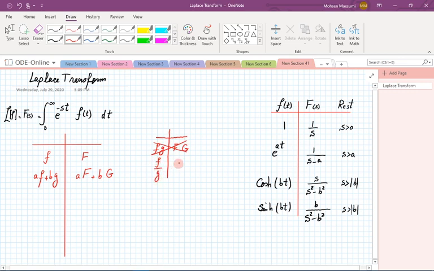F over G also, the Laplace transform of it does not turn out to be the ratio of the Laplace transforms. Or for f squared, the Laplace transform of it is not going to be F squared. So these kind of elementary mistakes have to be avoided. So we might as well just go ahead and erase them. Essentially, we don't have really any simple rule other than this linearity.